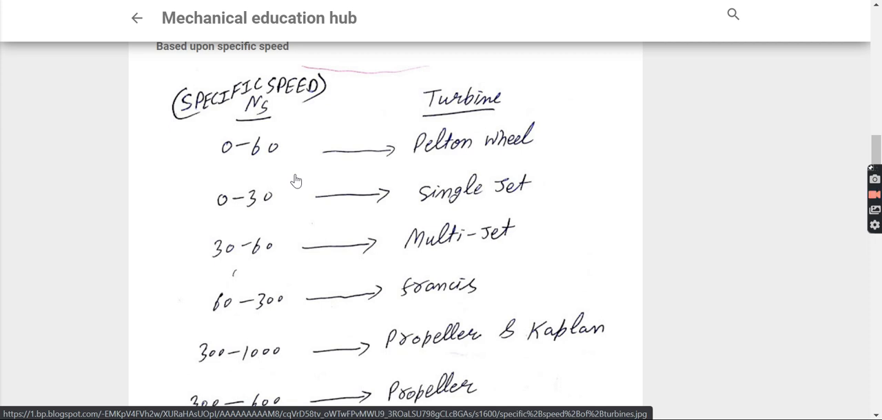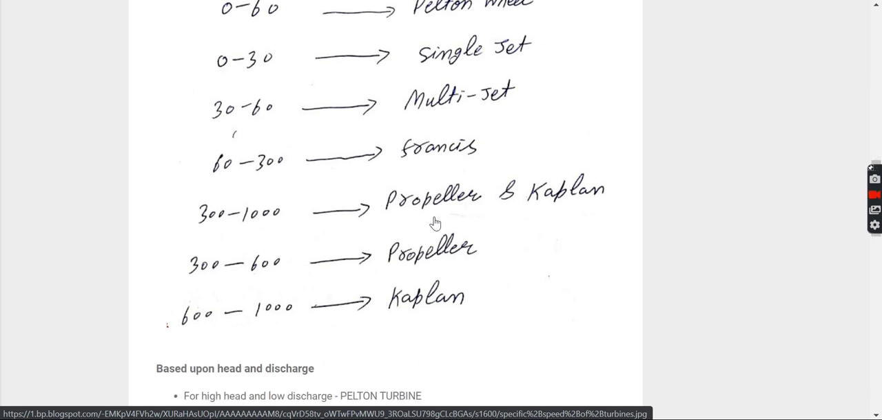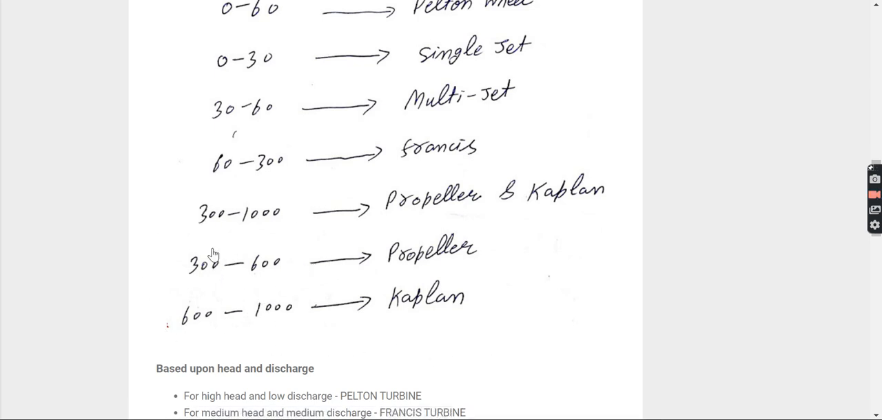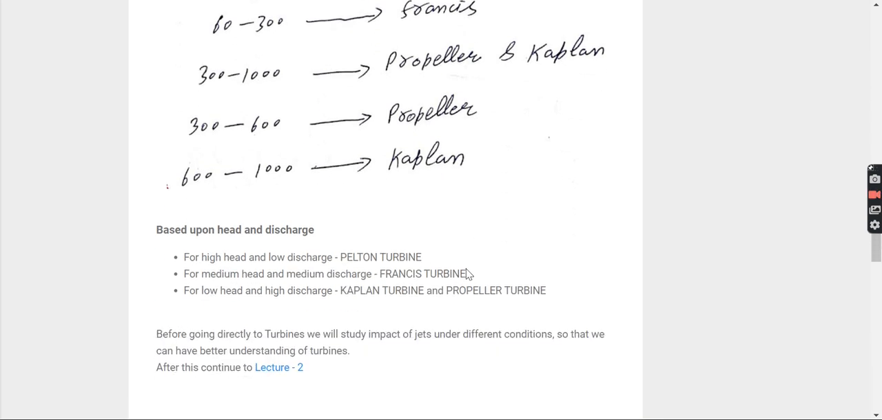Now if our specific speed lies between 0 to 60, then it is a Pelton wheel turbine. If it's 0 to 30, it's a single jet Pelton wheel turbine, and if it lies between 30 to 60, it's a multi-jet Pelton wheel turbine. If our specific speed lies between 60 to 300, it's a Francis turbine. And between 300 to 1000, it's a propeller or Kaplan turbine. If specific speed is between 300 and 600, it's a propeller turbine, and if 600 to 1000, it falls under the category of Kaplan turbine.